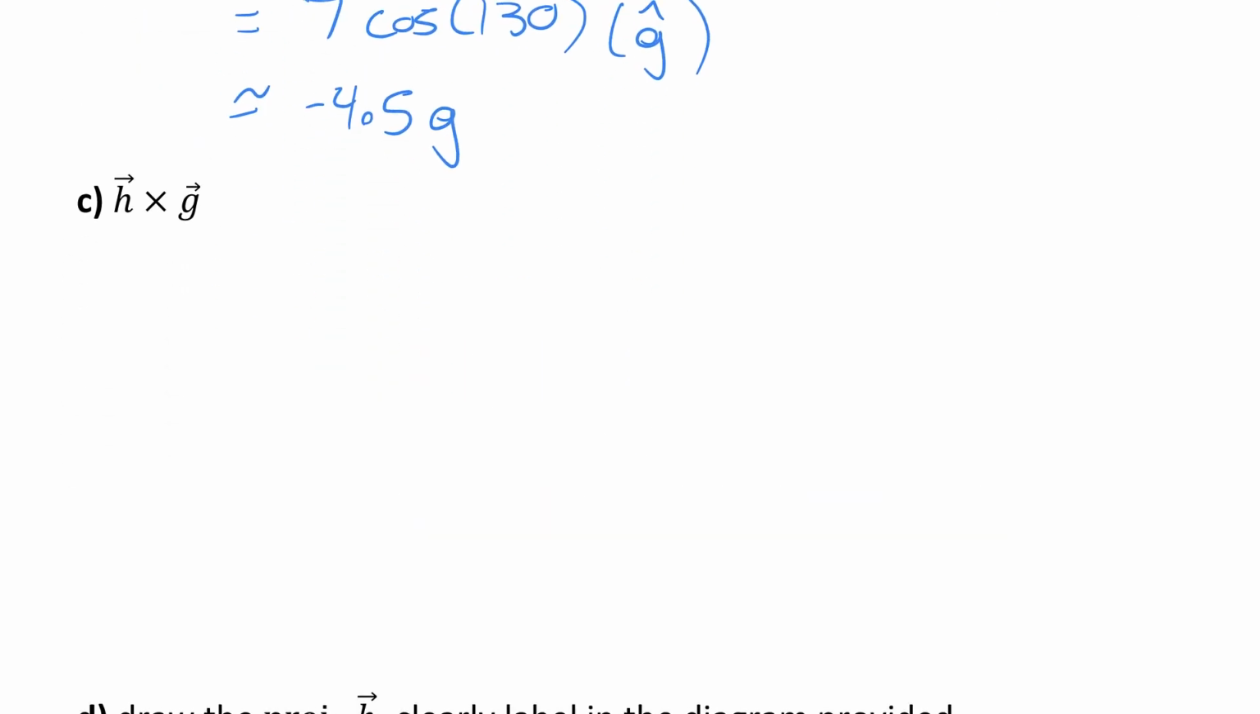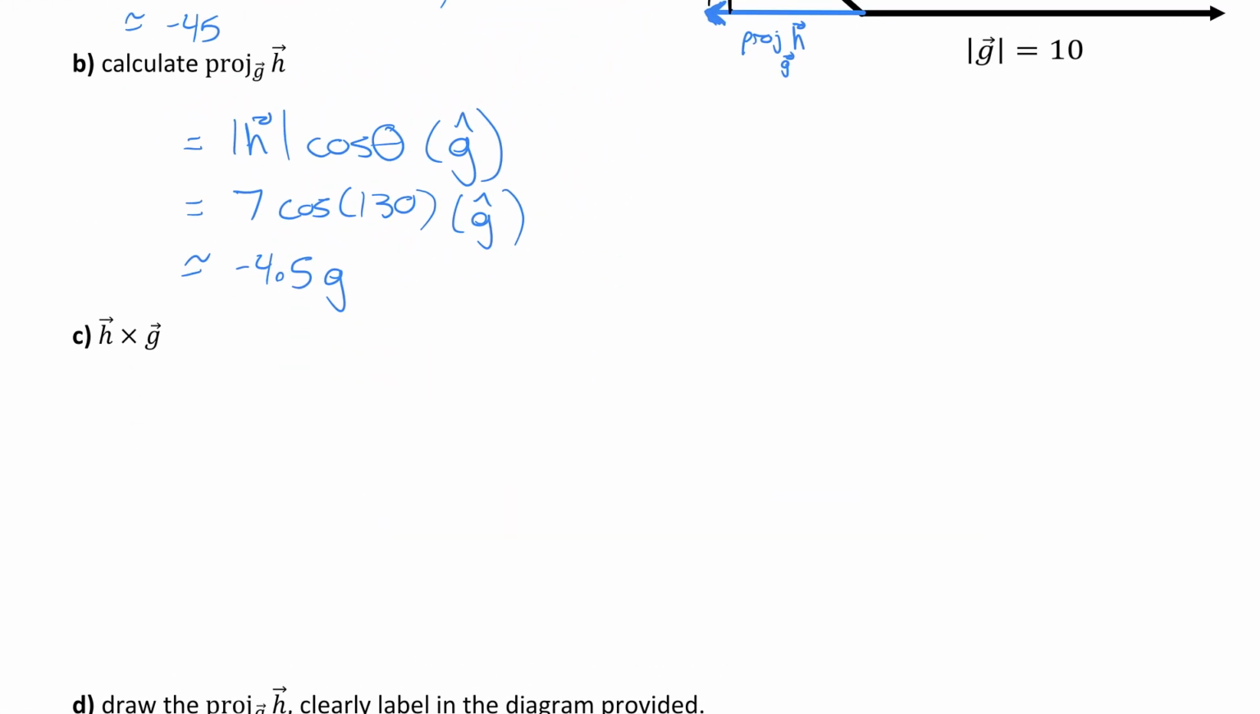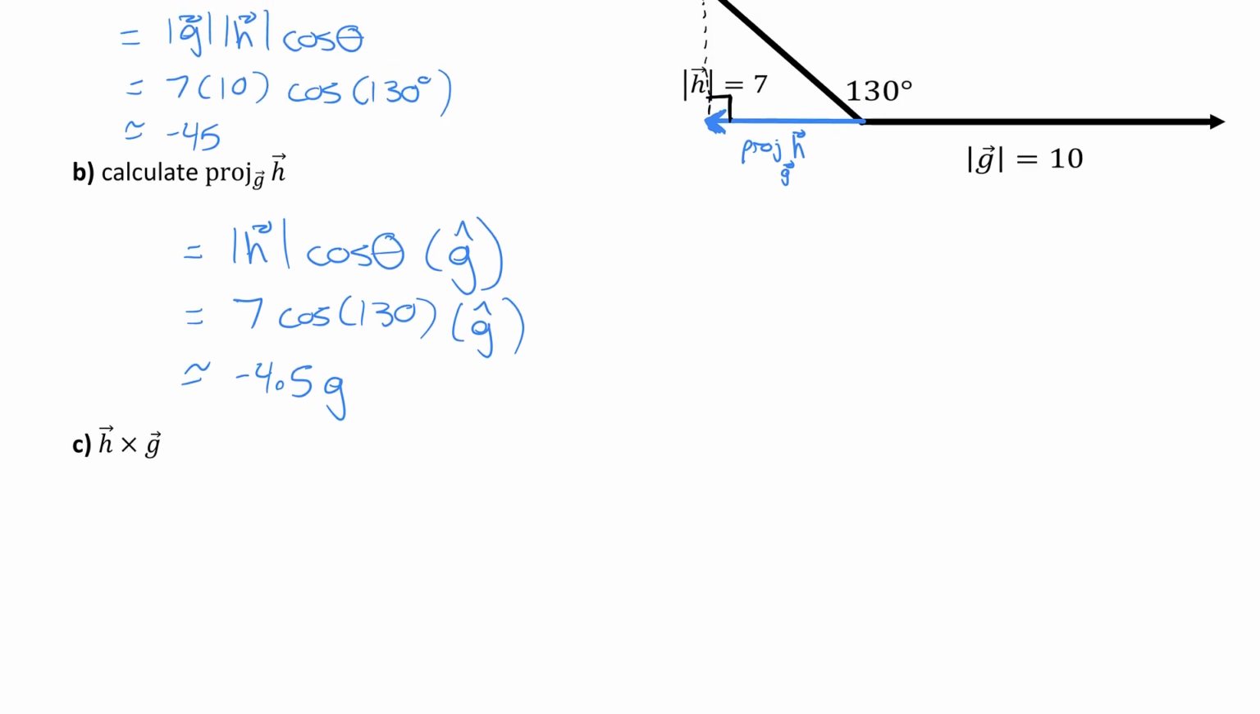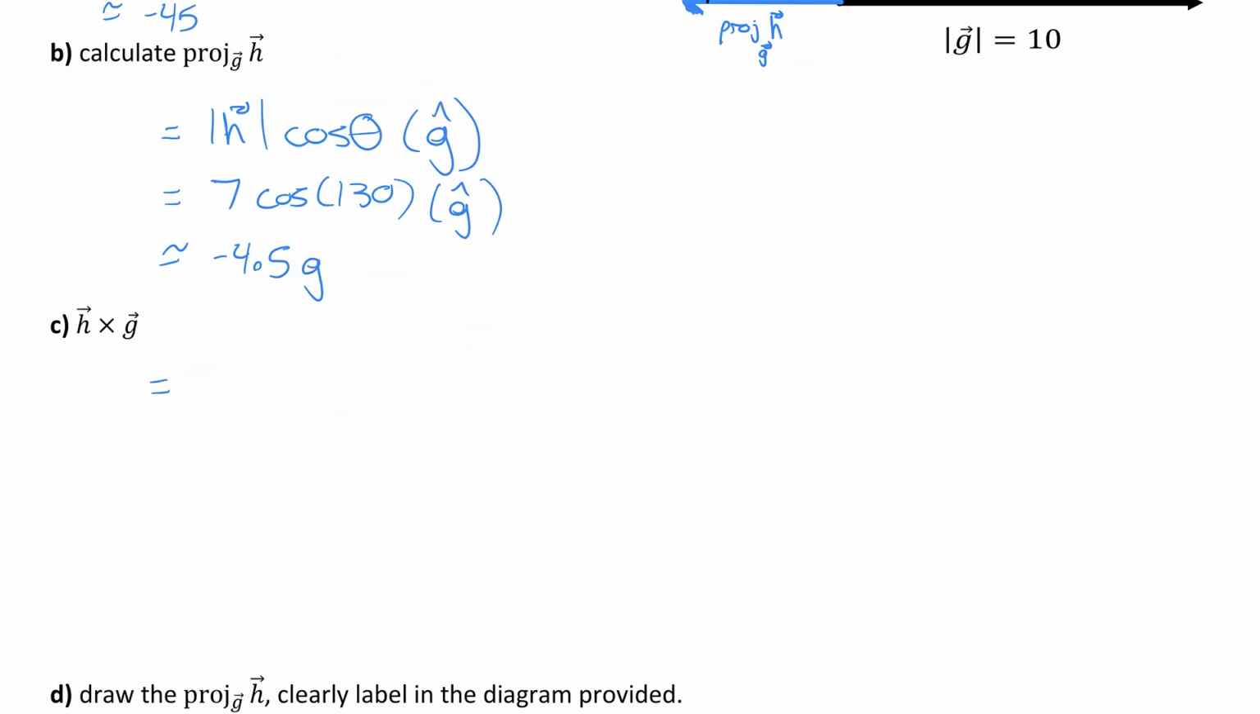Part C says calculate h cross g. If I want to do a cross product, geometric vectors, the formula is I multiply their magnitudes times sine of the angle between them. But then also, I need to send this in a direction perpendicular to both of them. So I'll multiply it by a normal vector, which has a length of 1. So n hat is the unit normal vector. If I sub in what I know, I have 7 times 10 times sine of 130.